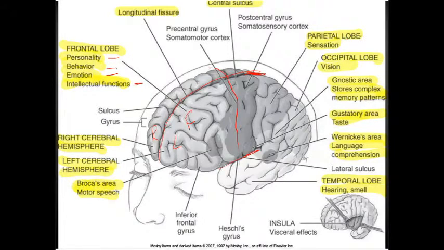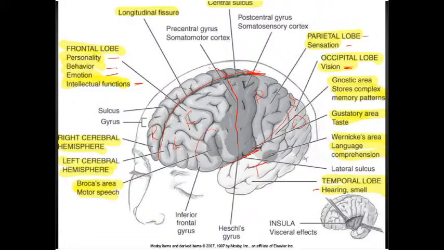That brings us to the parietal lobe, which is concerned with sensation. The parietal lobe is going to be here. The occipital lobe, which is here, is concerned with vision and how you perceive things. The temporal lobe, here, is concerned with hearing and smell. As we all know, the ear is located in the temporal region, so it makes sense that this would be where hearing would go.